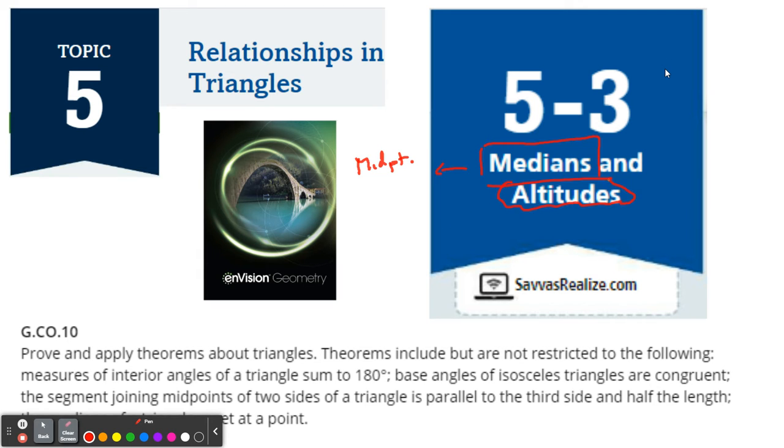And when you see the word altitude, think of an airplane flying at an altitude. This is a height. And the big thing to know about a height is that a height is perpendicular. So when we do altitudes, it's going to involve perpendicular, which is right angles. All right, so those are the two main things we'll talk about in today's videos.